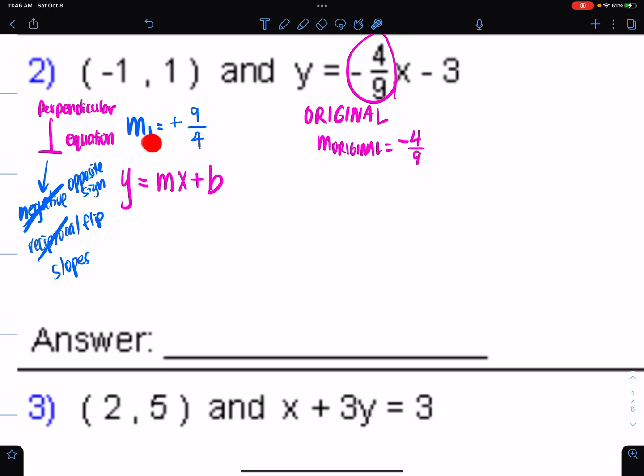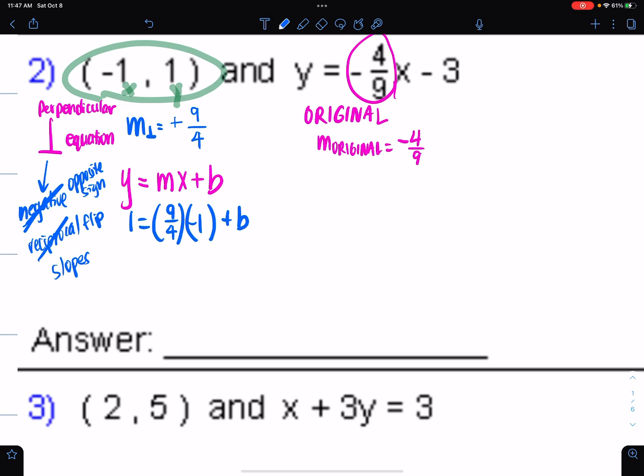Now, when you're given a slope and you don't have a y-intercept, you need a point. So this is the point that we're looking at, and this is our x and this is our y. So now let's start substituting the values into y equals mx plus b. Our y is 1. Our perpendicular slope is 9/4. Keep in mind, anytime I see a fraction, I'm going to put parentheses, and anytime I'm substituting, I'm putting parentheses. So our x is -1. And now we're solving for b.